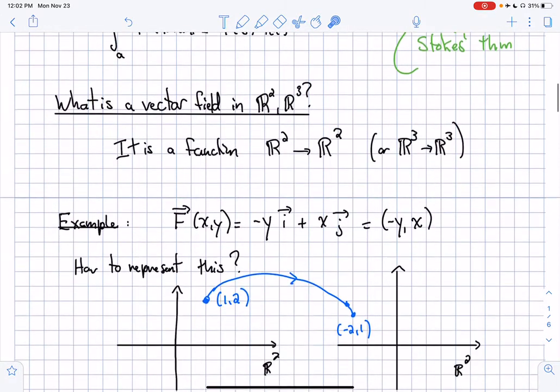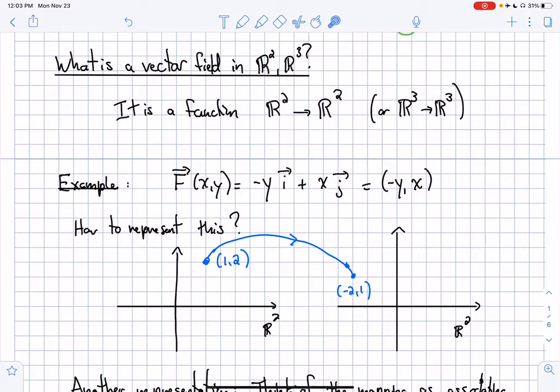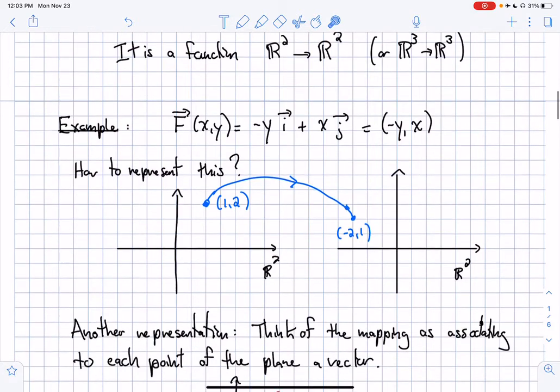All right, so what is a vector field? Again, as I said, it's a function from R2 to R2. So how can we represent this? So let's do an example. This is a vector field from R2 to R2. I have 2 inputs, and I get 2 outputs. And the output is minus y for the x coordinate and x for the y coordinate. So I take essentially the xy coordinates of the input and I swap them and I put a minus here. So how can I represent this?